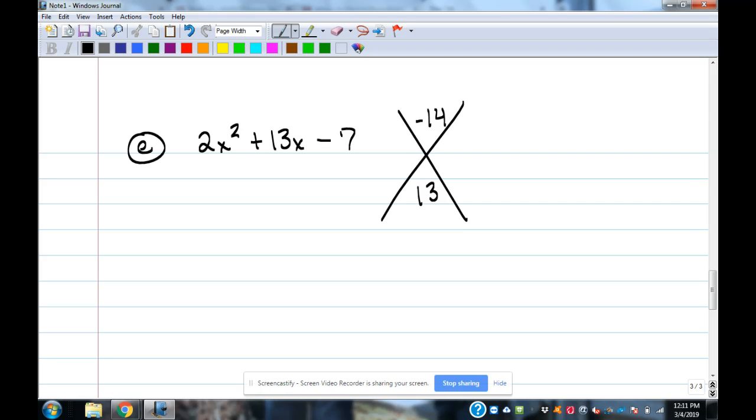Let's think about numbers that multiply to be negative 14. I know 7 times negative 2 is an option. But what's 7 plus negative 2?